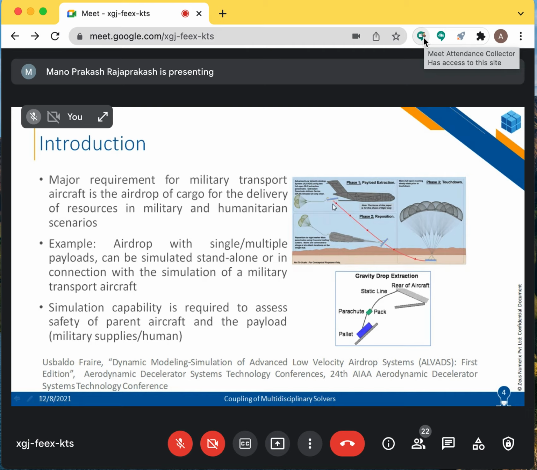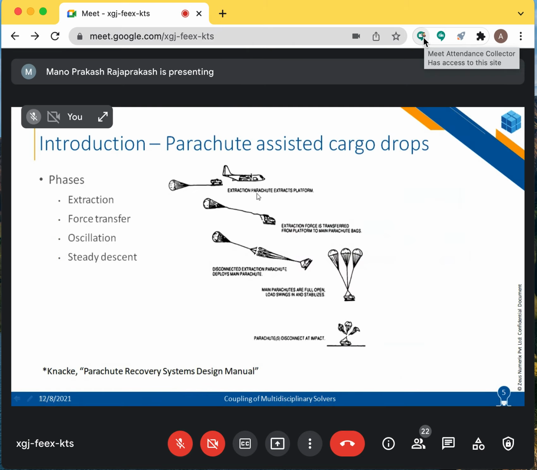So, the simulation model should be generic enough to accommodate a simple payload like this, as well as very complex phenomena where you can have multiple payloads. A paratrooper is a very good example of this. Now we fairly know what the requirement of such a simulation model is. Next, we will look into the different phases.